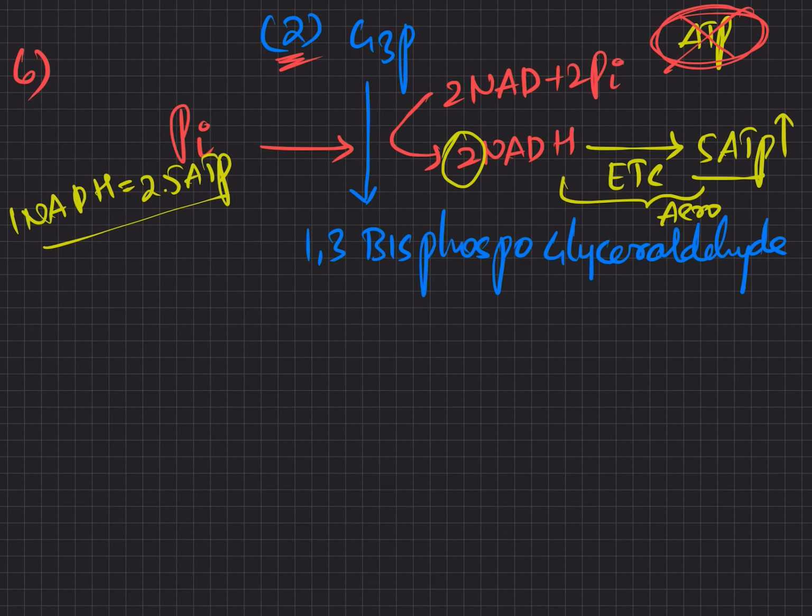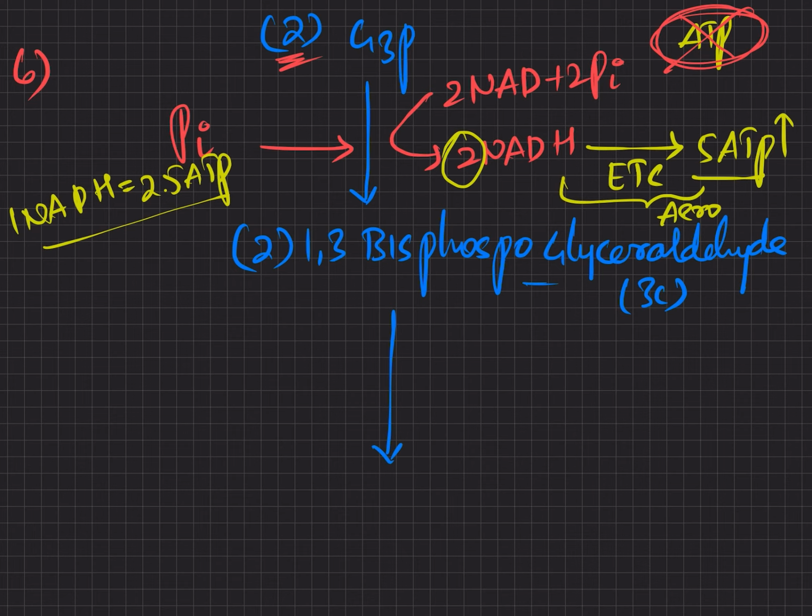Now the formed 1,3-bisphosphoglyceraldehyde is also a 3 carbon molecule. It is also having 2 moles. Now the molecule has become big enough. Now we have to produce energy. So in order to produce energy, we have to break the bond. So how do we break it?